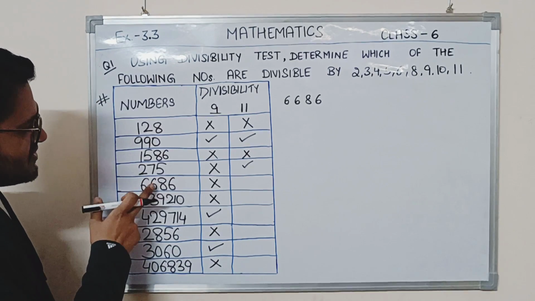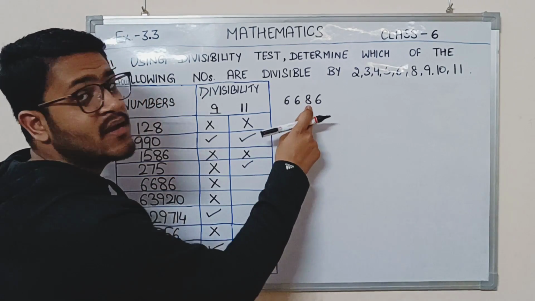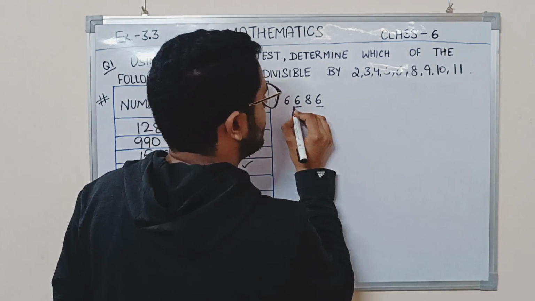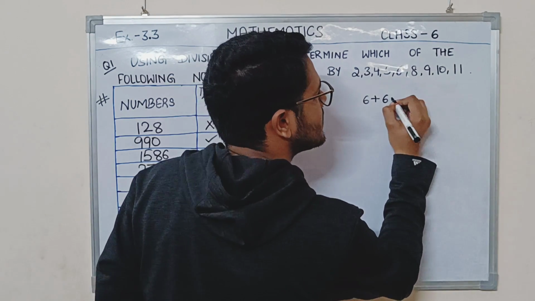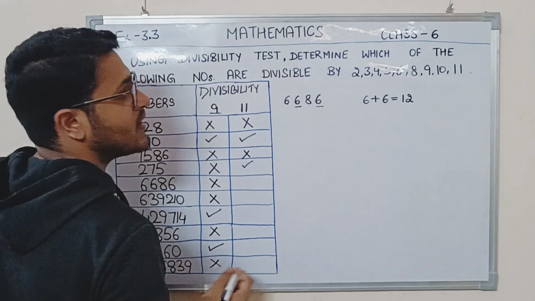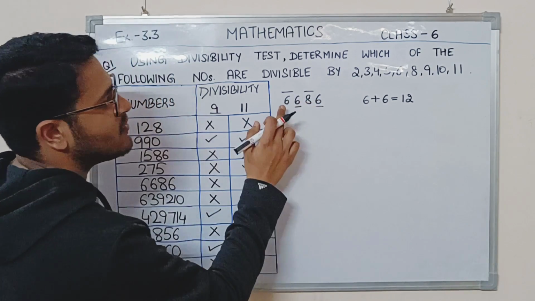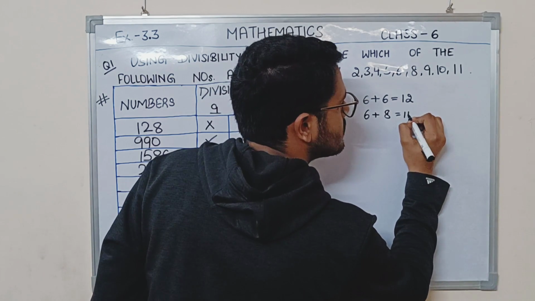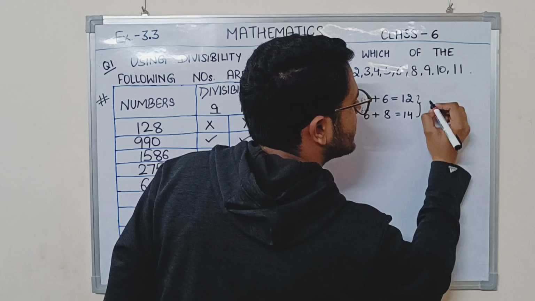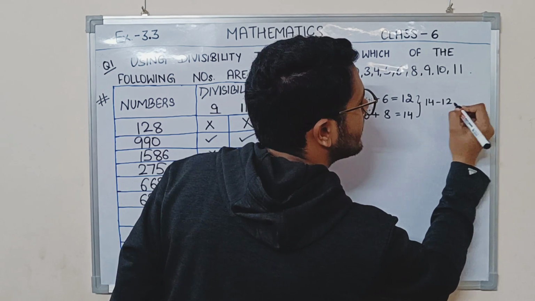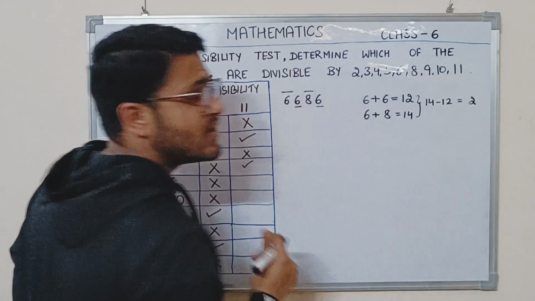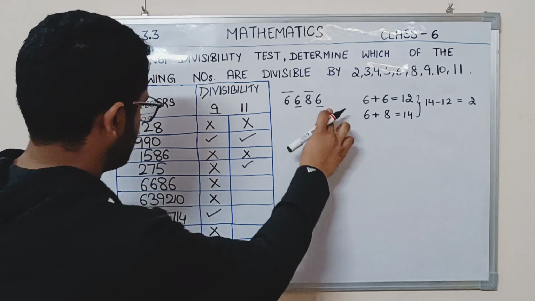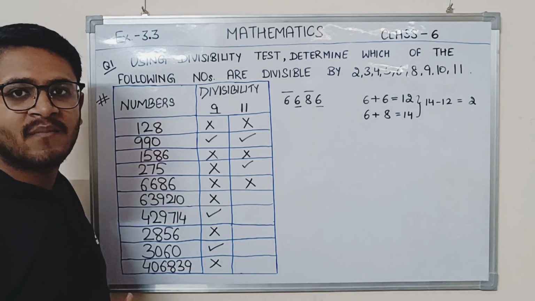Next example is 6686. So first we will sum all the digits at odd places. So it will be 6 plus 6, which is 12. Okay. Now we will add all the remaining digits. It will be 6 plus 8. It is 14. Okay. Now let's subtract them. It will be 14 minus 12, which is 2. Is 2 divisible by 11? No. Therefore, this whole number is also not divisible by 11.